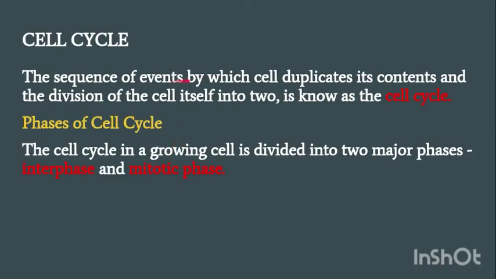And the sequence of events by which the cell duplicates its content and the division of the cell itself into two is known as the cell cycle. And there are two major phases in the cell cycle called interphase and mitotic phase.